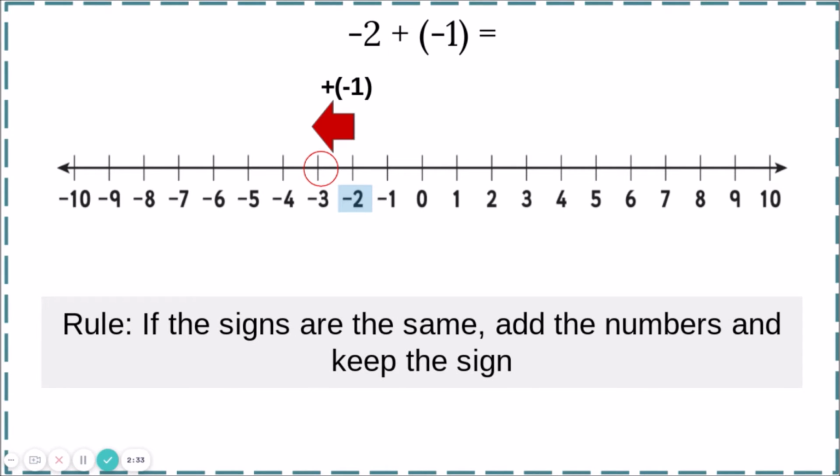You may remember the rule. If the signs are the same, and in this situation I have a -2 and a -1, you would add the numbers and keep the sign of those numbers. In this situation, I could add 2 and 1, and I would move 1 space to the left, and my solution would be -3.